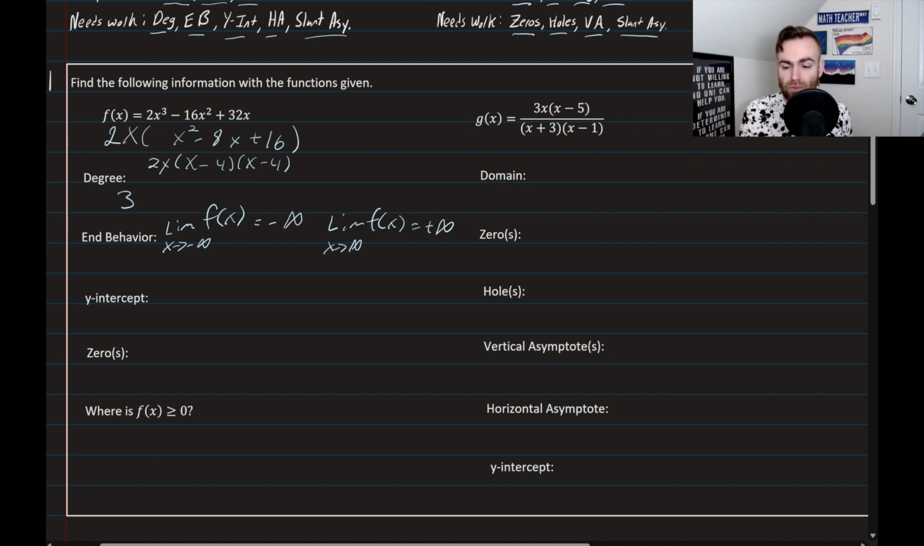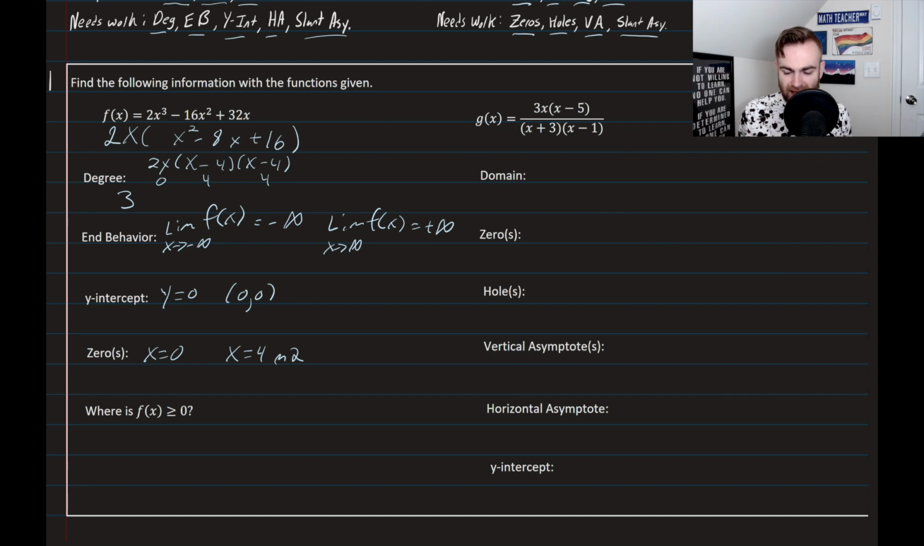Y-intercept, really nice. We plug in a 0 to the standard form, where we look for the constant. It has no constant, so its y-intercept is y equals 0, or (0, 0) if you're looking for the point. Zeros, well, we want to look at the factored form. So we have a 0 there, 4 here, and 4 here. So that tells me that we have two zeros. We have a zero at x equals 0, and we have x equals 4 with a multiplicity of 2. So that is going to come into play later.